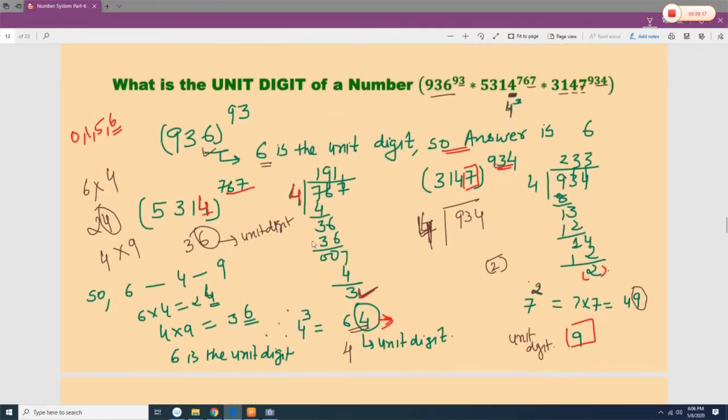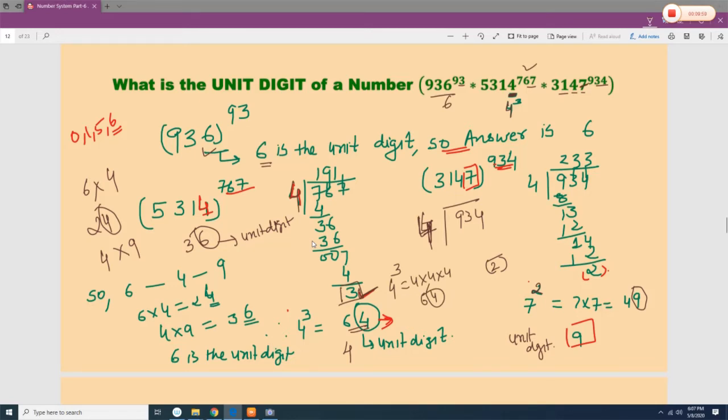What is the unit digit of the number 936 into 5314 into 767 into 3147 into 934? Now you see, if 0, 1, 5 or 6 is there, then the base will not change. So here it is 6, so it will remain 6. Here it is 4, so you have to divide 767 by 4. The remainder will be 3, and 4 is at the unit place, so 4 to the power 3, 4 into 4 into 4, is 64. So 4 will be the digit.